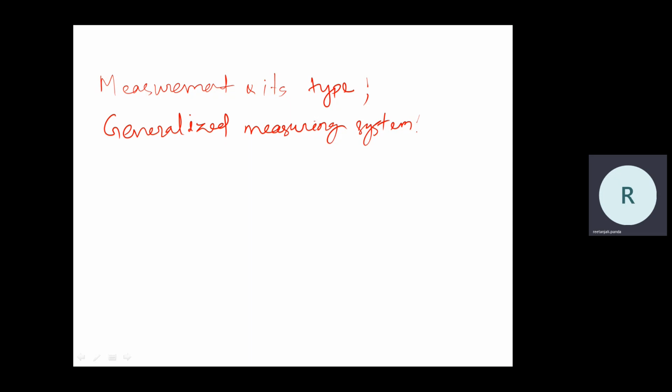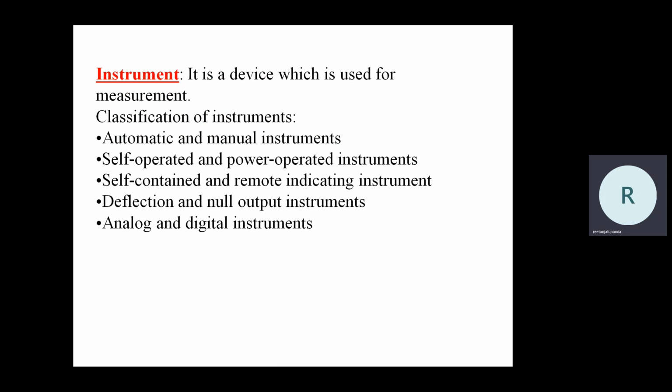We learned that measurement is nothing but a process of comparison of the standard with the measurand. For that we are using some tools, some devices for that particular comparison process, which are called an instrument. So today we are going to learn about instruments. It is a device which is used for measurement.